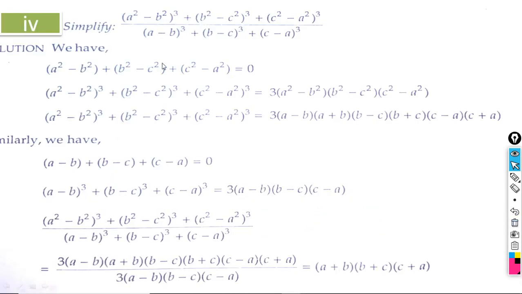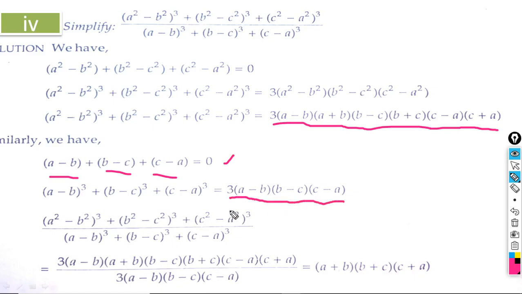Let us discuss another problem. Here we have to simplify: (a square minus b square) whole cube plus (b square minus c square) whole cube plus (c square minus a square) whole cube, and in the denominator we have (a minus b) whole cube plus (b minus c) whole cube plus (c minus a) whole cube. For solving the numerator separately, it will follow in the same way as we discussed in the previous problem. We get 3 times (a plus b), (a minus b), (b minus c), (b plus c), (c minus a), and (c plus a). As far as the denominator is concerned, we satisfy the condition and their sum is 0. So the required factor is 3 times (a minus b), (b minus c), and (c minus a).